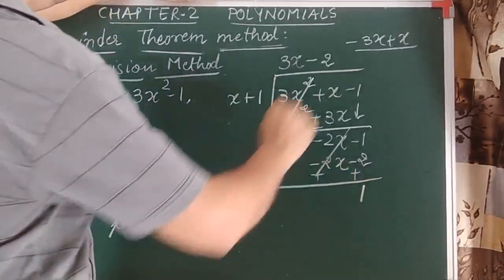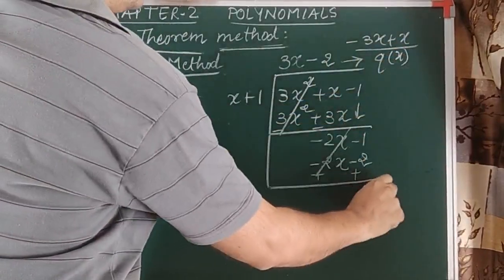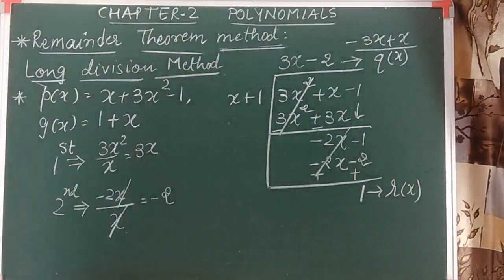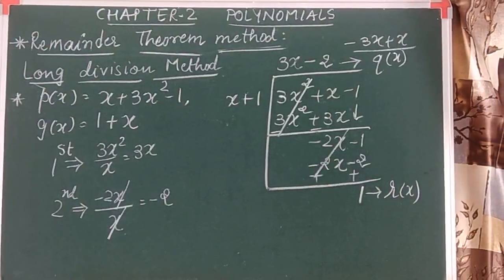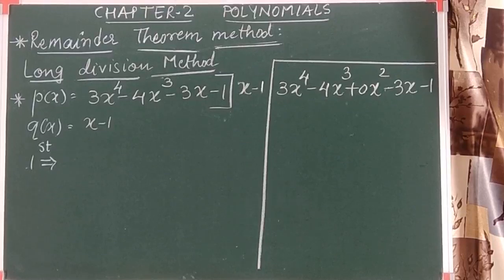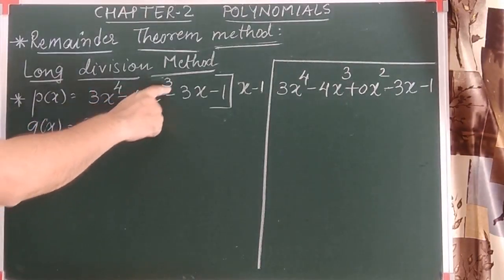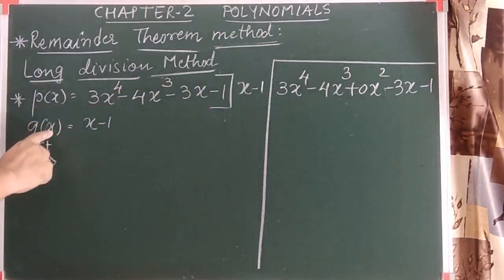Sign of the bigger term. So we can say this is the quotient polynomial and this is considered as the remainder, or we can say the remainder polynomial. Let's see one more example. Look at this question. The dividend polynomial is 3x4 minus 4x cube minus 3x minus 4, and the divisor polynomial is x minus 1.